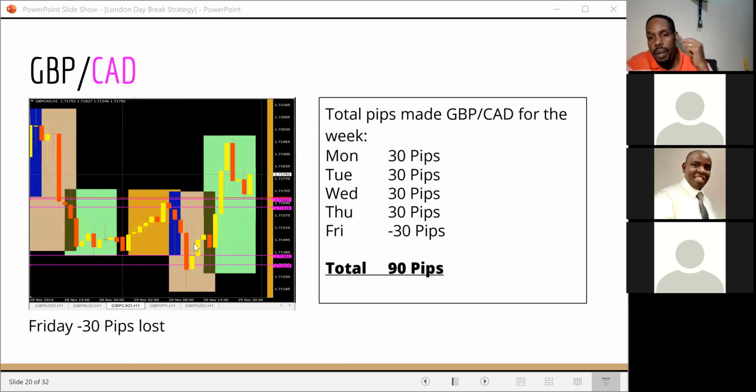Again, Bas Koijman says that he doesn't trade this strategy on Friday. But I found that some of the other pairs actually achieved their target. And we are talking about the first hour candle.